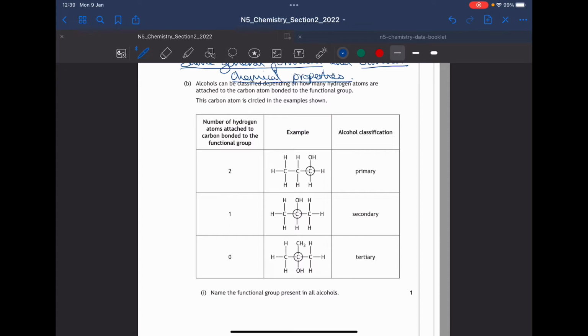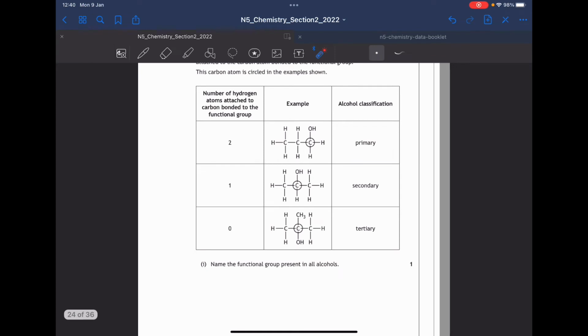So B, alcohols can be classified depending on how many hydrogen atoms are attached to the carbon atom bonded to the functional group. This carbon atom circled in the examples shown. So you've got where there's 2 hydrogens attached, and that's showing an example of what it looks like. So this is the carbon they're talking to, the one that's attached to the functional group. That would be a primary. Where there's only 1 hydrogen attached to that carbon, that's a secondary, and where there's none, that's a tertiary.